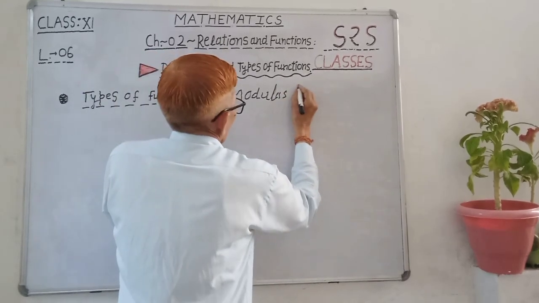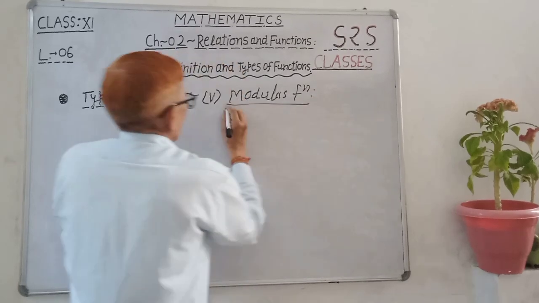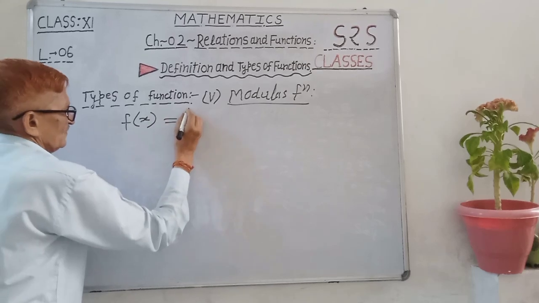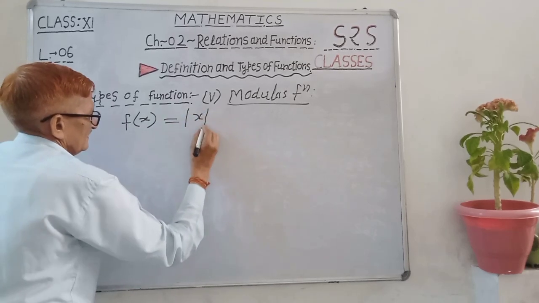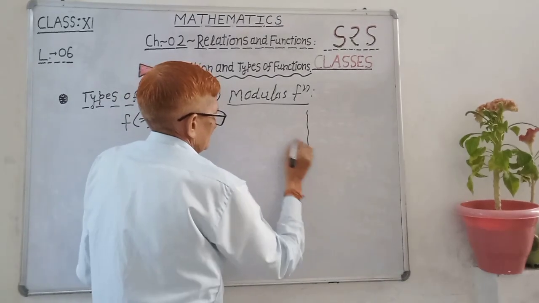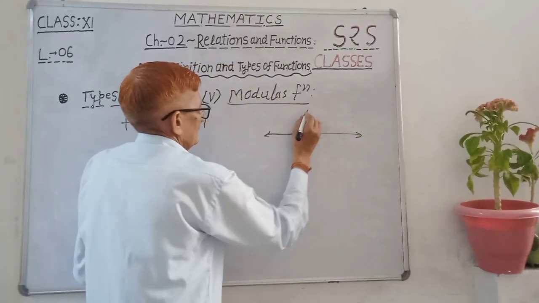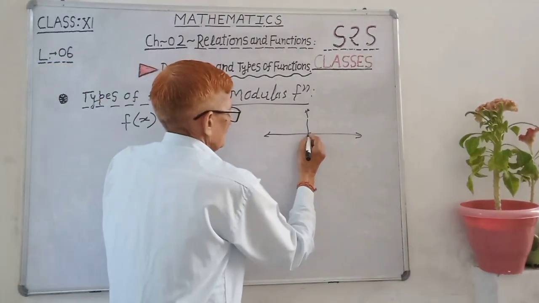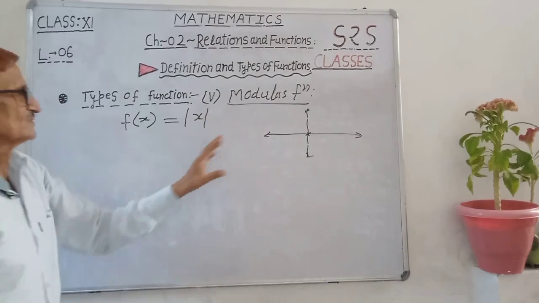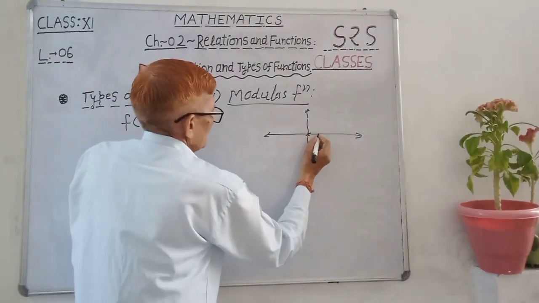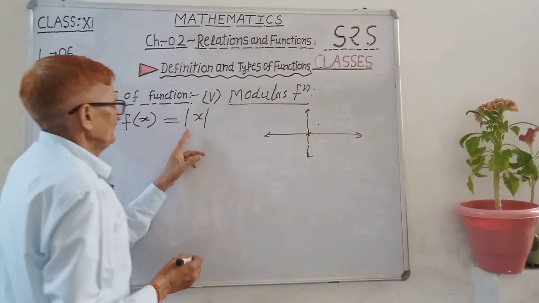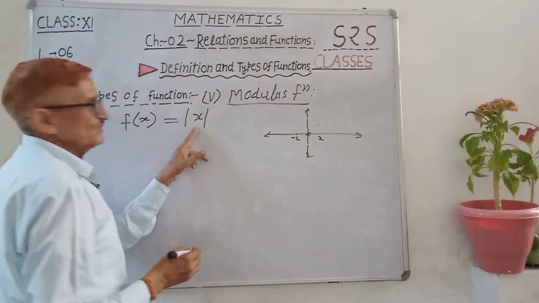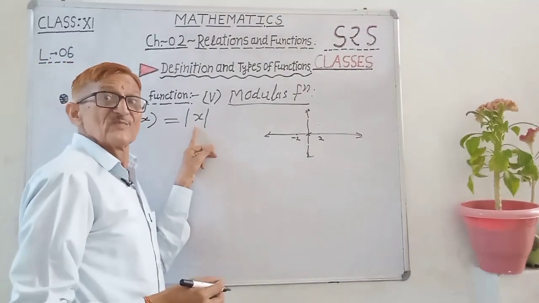Modulus function. What is the modulus function? It is the standard f(x) = modulus of x. The graph of this: if x is 0, the modulus of x is 0. If x is 2, modulus of 2 is 2. If x is minus 2, then modulus of minus 2 is 2, because minus multiplied by minus.